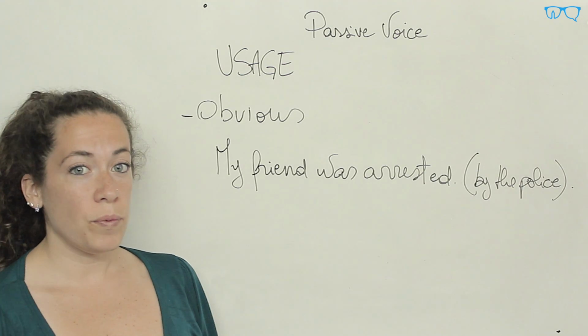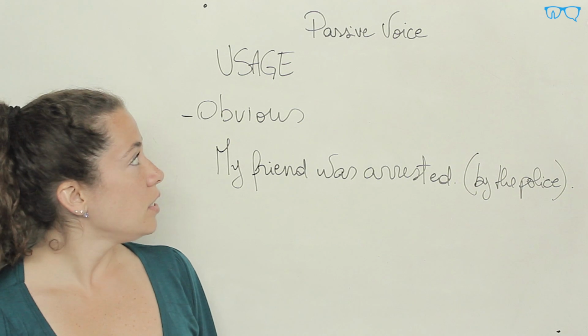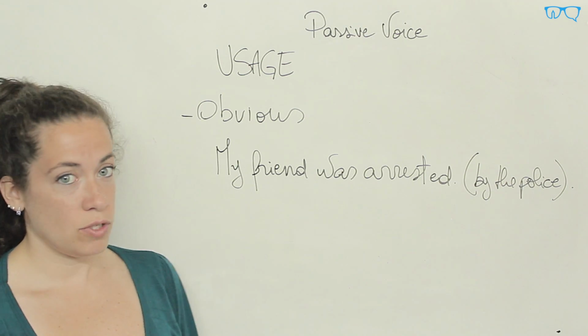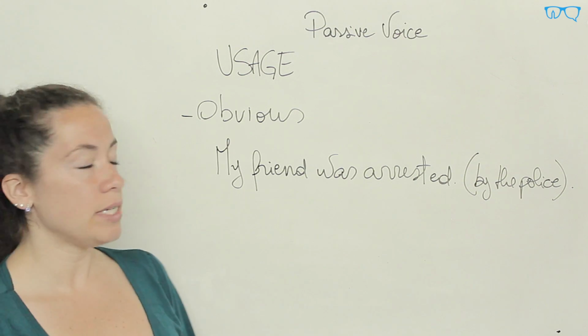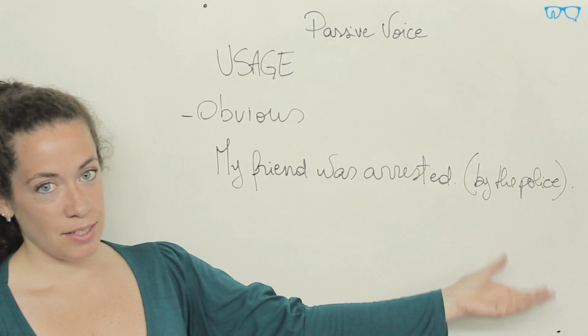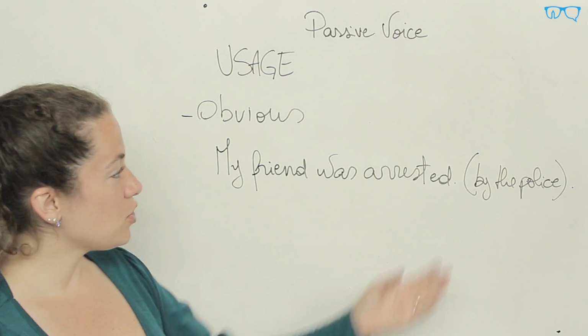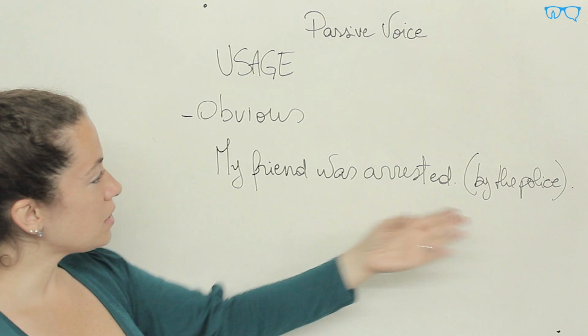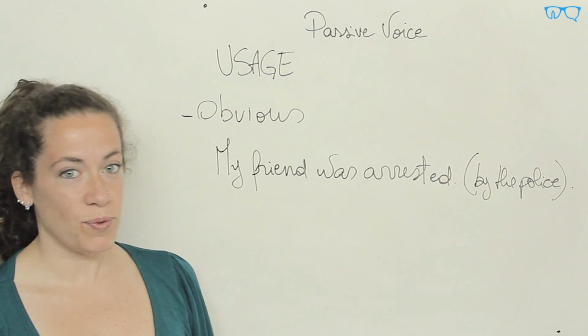Another case when we use the passive voice is when the doer of the action is obvious. In this case, "My friend was arrested" is of course by the police, but we cannot even mention it. The idea is when it is obvious, we just omit the agent and say, "My friend was arrested."